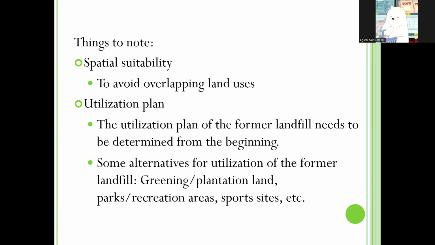And there are things to note. The first one is the spatial suitability, which is to avoid overlapping land uses, and then utilization plan, which is the utilization plan of the former landfill needs to be determined from the beginning, and some alternatives for utilization of the former landfill, which are greening or plantation land, parks or recreation areas, sport sites, and etc.